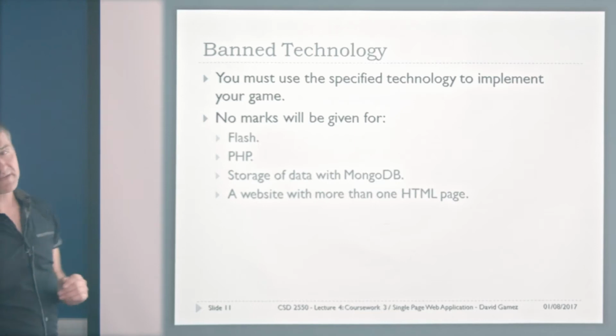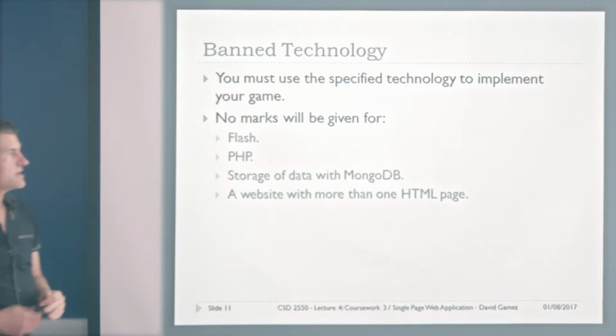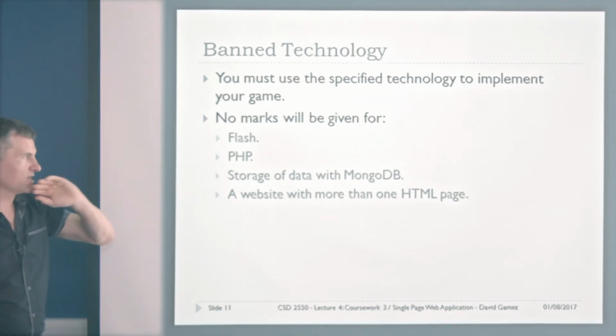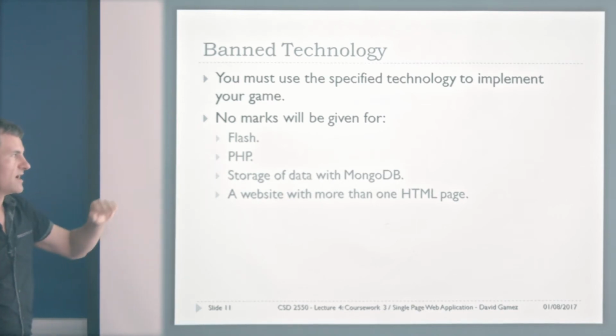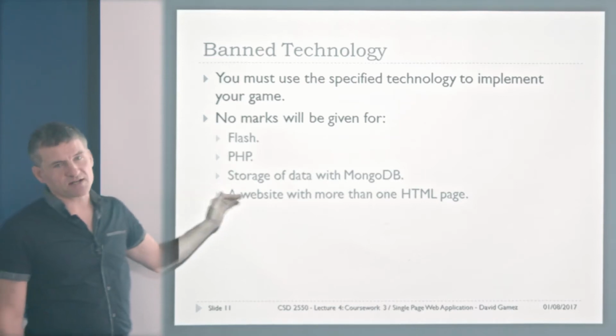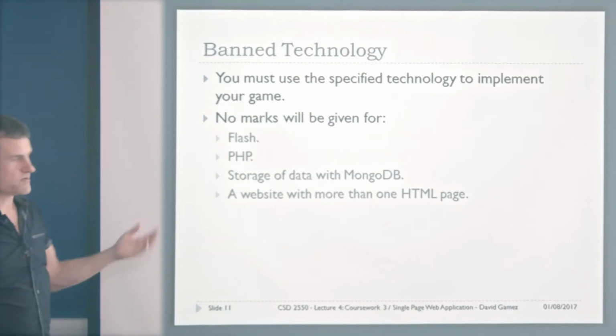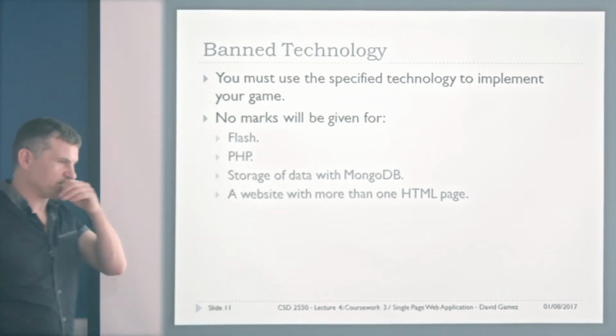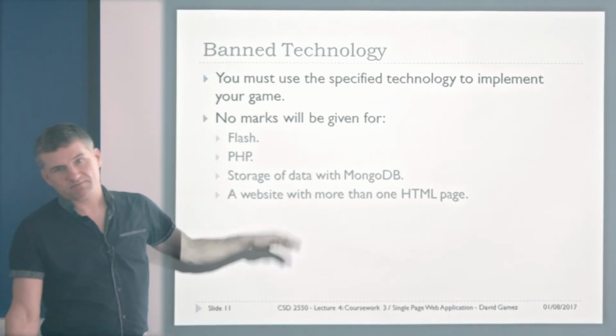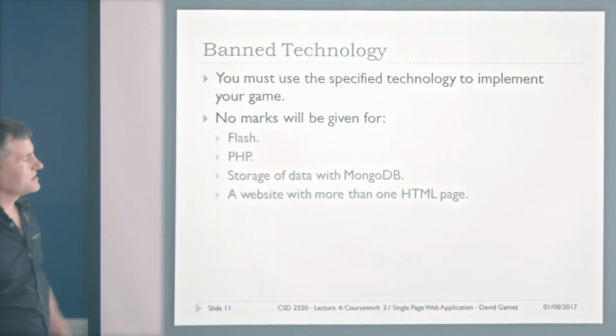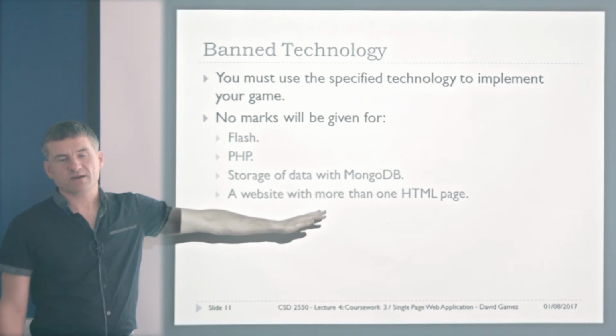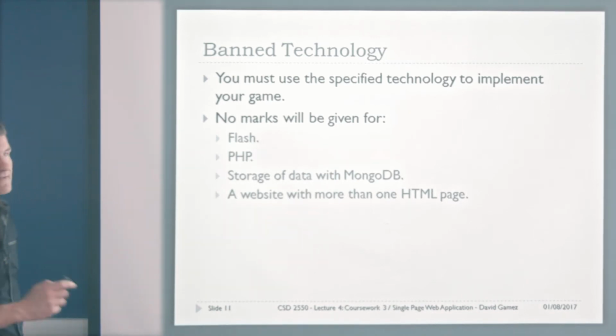You must use the specified technology to implement your game. We're not going to give you any marks for Flash. There'll be 0 marks for PHP, 0 marks for storing data with MongoDB, and no marks for additional HTML pages. If you submit a website with 20 HTML pages, we'll give you marks for 1 of them, chosen by us, possibly at random. So don't bother creating lots of HTML pages. There'll be no marks for that. It's all got to be JavaScript.